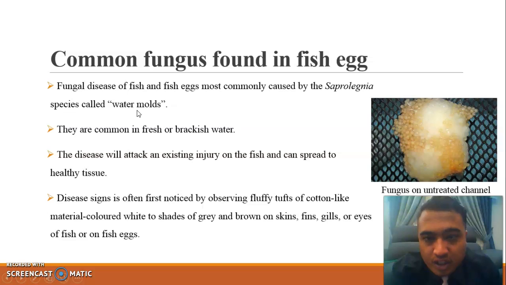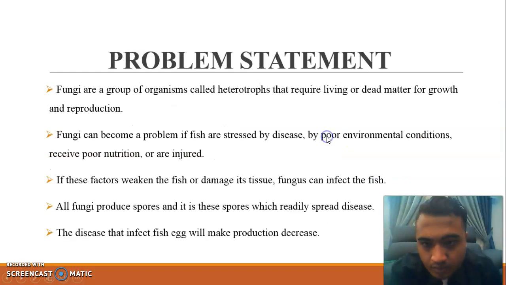Moving to the common fungus found in fish egg. Fungal disease of fish and fish egg is most commonly caused by the Saprolegnia species, called water molds. As you can see in the right picture, this is a fungus on untreated channel catfish egg. For the problem statement, fungi are a group of organisms called heterotrophs that require living or dead matter for growth and reproduction. The disease that infects fish egg will make production decrease.